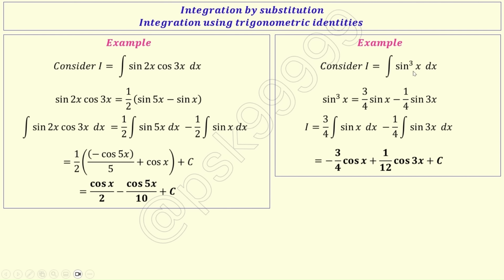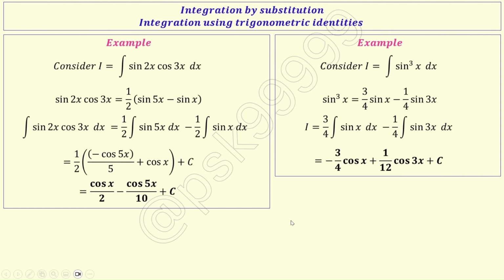Okay. Another thing, sine cube x is there. Sine cube x, I can write it as 3 by 4 sine x minus 1 by 4 sine 3x. Correct. Once this is there, integration is very simple. Integration is just integration of sine x, integration of sine 3x. Correct. The constant terms will be there anyway. So this is nothing but minus 3 by 4 cos x plus 1 by 12 cos 3x. Okay, this is nothing but minus 1 by 4 cos 3x divided by 3, which is why 1 by 12 is coming.